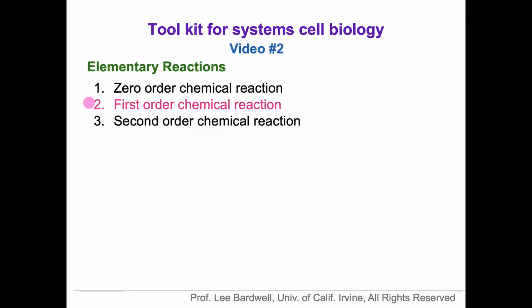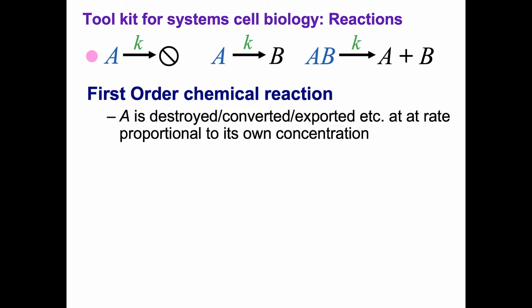In this video, which is number 2 in the series, we're going to talk about the first-order chemical reaction. In a first-order chemical reaction, a reactant A is destroyed or converted or exported, etc., at a rate that's proportional to its own concentration.